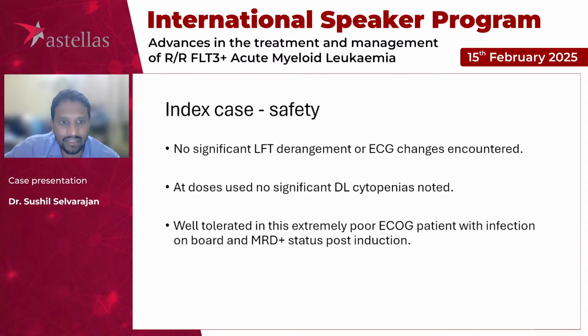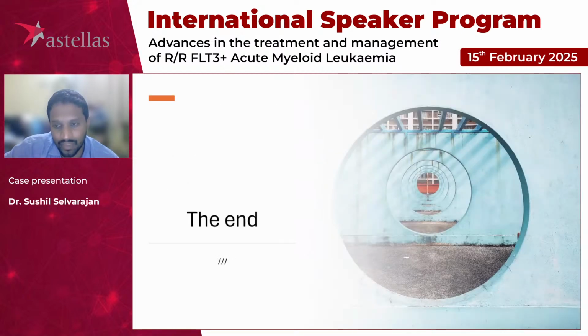So in our case, there was no significant liver derangement or ECG change that we found. At doses used, no significant dose-limiting cytopenias were noted. And despite this patient's extremely poor ECOG at the time of starting the gilteritinib, an ongoing fungal infection, MRD positive status post-induction, and also most likely morphological disease on the biopsy, this patient really was taken up well through the transplant, and it's something I think that we learned from for future cases that we managed.